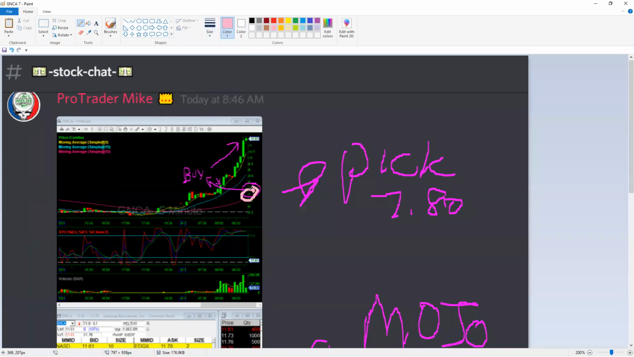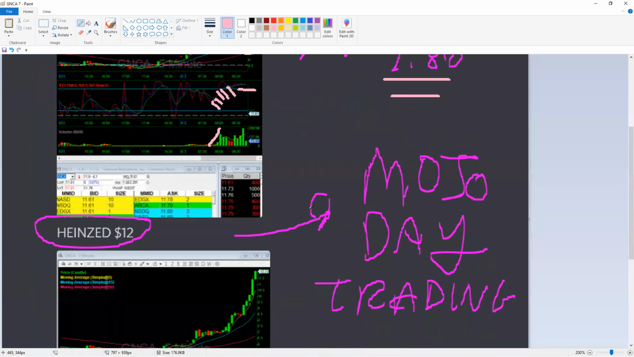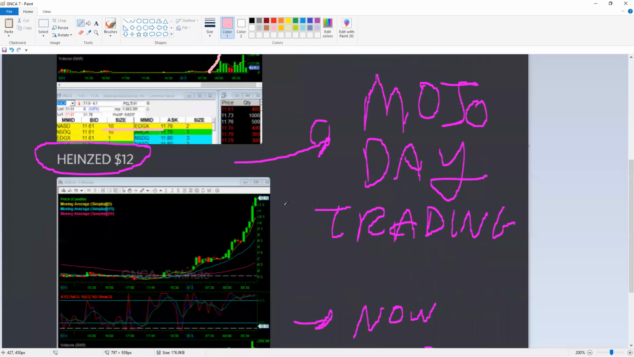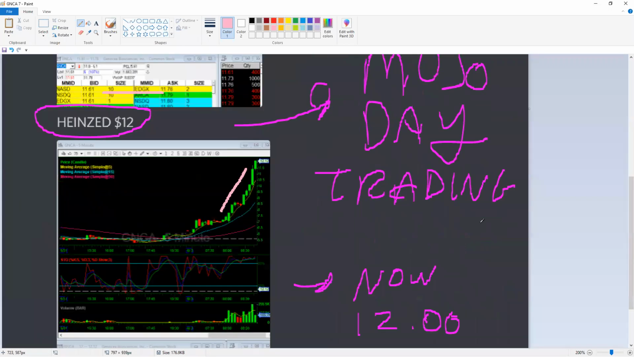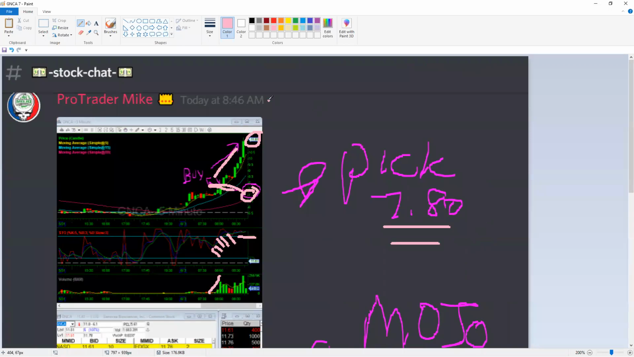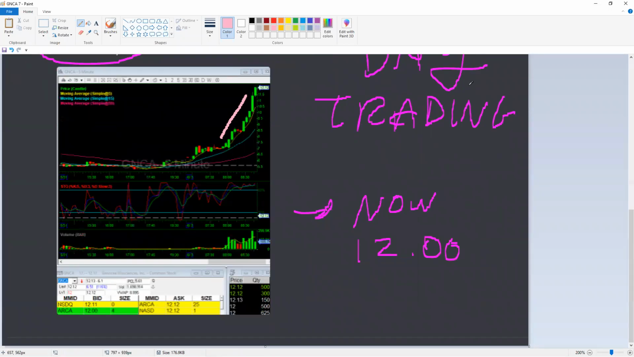At $7, breaking right there. Volume comes in. There's your chairlift up. There's your 80% line. And this thing just rode all the way up to $11.61 from $7.80 straight off the bat. And then it went to 12, $11.60. GNCA straight up in the Mojo day trading room, now 12. And that happened at 8:46 a.m. Traded 1.8 million shares.